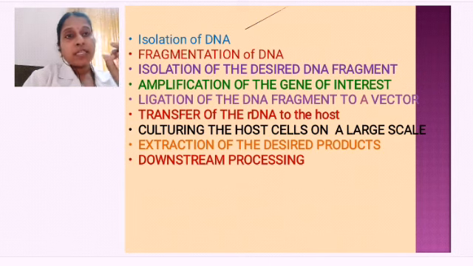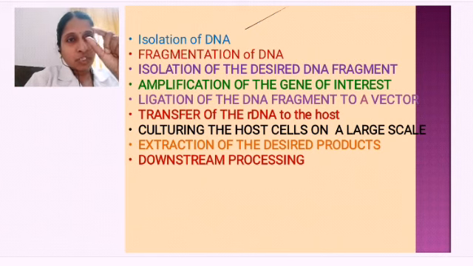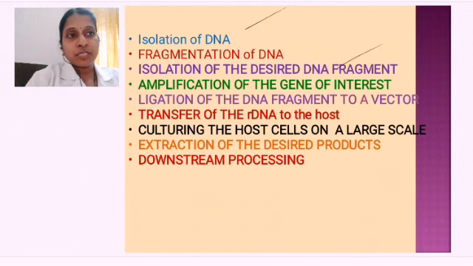After isolating the DNA, restriction enzyme was added. The DNA was made into many fragments. Those fragments were put into electrophoresis. Then that particular gene of interest was taken by a process called elution. So these are covered. Fragmentation is done, isolation of the desired gene is done, and the gene of interest is taken.